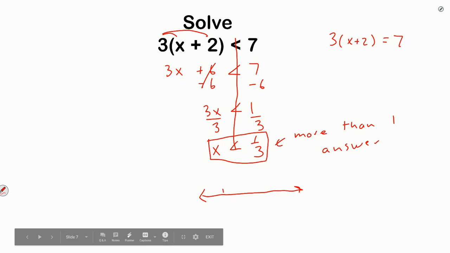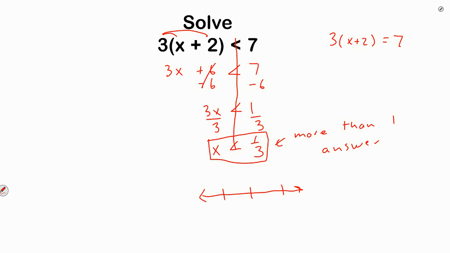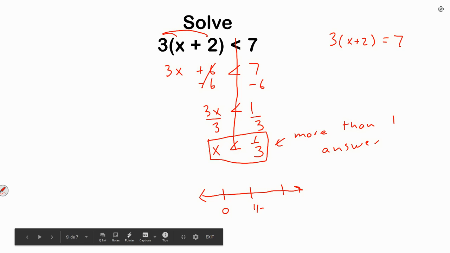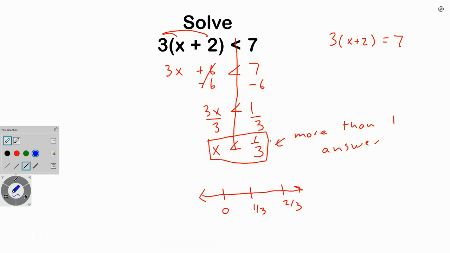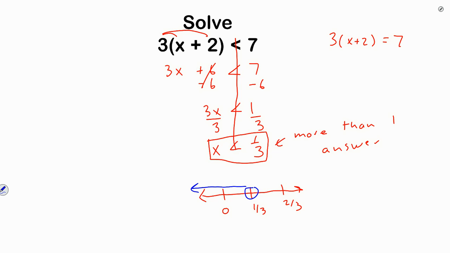I'm just going to do a quick little drawing here. So I've got my 0, I've got 1/3, I've got 2/3. Let's change colors here. So in this case, 1/3 is not a solution. Since I don't have an equal to, I'm going to put an open circle on the 1/3. Now, since x is smaller, all of my numbers are smaller than 1/3, all of them that are my solutions. So I'm going to draw an arrow to the left, showing any number smaller than 1/3 will work in this original inequality.